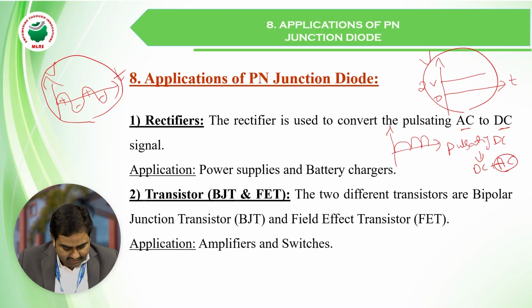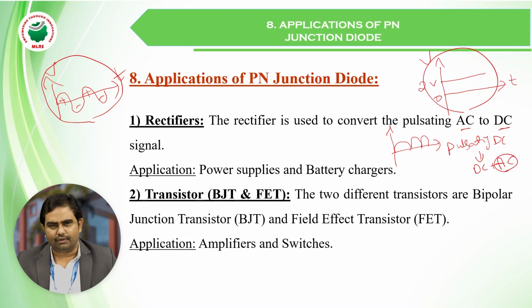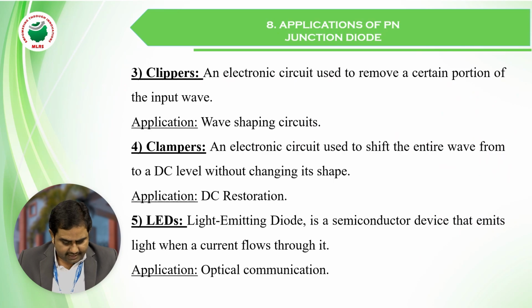Coming to the second application, that is the bipolar junction transistor and the field effect transistor. Earlier, during the discussion about the curriculum or syllabus, we have seen the transistor is divided into two types. One is the bipolar junction transistor and the second one is the field effect transistor. Mainly the transistors will be used as amplifiers as well as switches. In unit 2, we will see how the transistor will be used as an amplifier and how the transistor will be used as a switch.